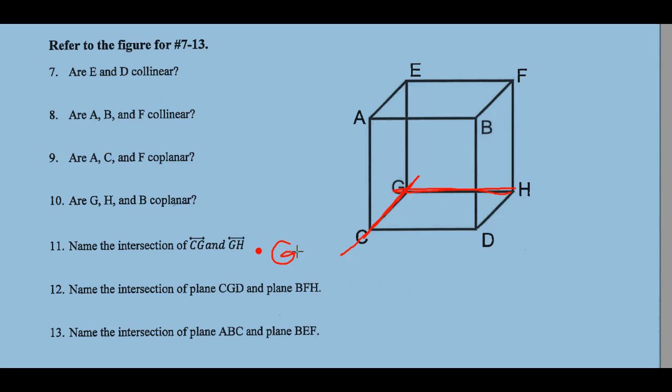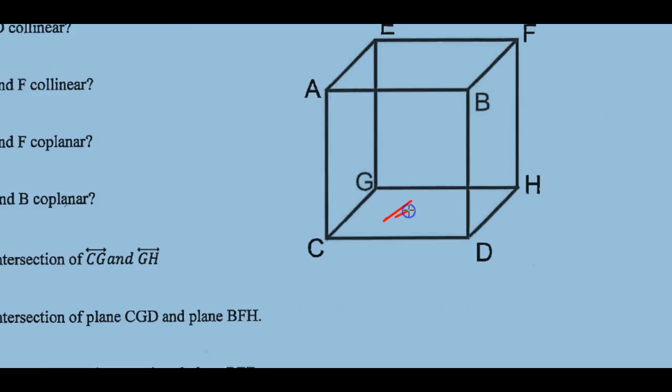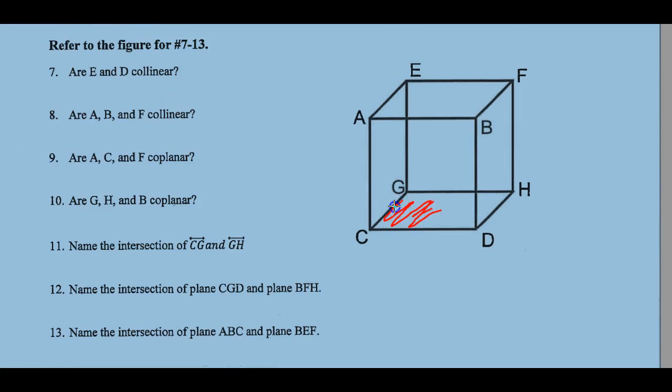All right. Name the intersection of plane CGD and plane BFG. Okay. So we're looking at CGD. This is the floor here. So here's CGD, right? That's the floor plane. And plane BFH, that's this wall. So where do those two intersect? They're going to intersect along here, line DH. Okay, try number 13 on your own.